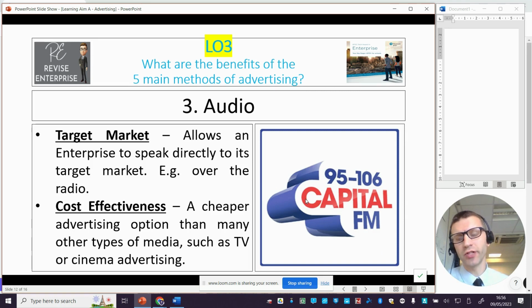2 benefits of audio. First of all, the target market. It allows the enterprise to speak directly to its target market over mediums such as the radio. And number 2, compared to TV advertisement, it's potentially, and this may benefit a smaller business or a micro business, a cheaper advertising option. And in terms of cost effectiveness, it may help the enterprise, particularly if they are trying to grow and they are a new enterprise as well. So target market and cost effectiveness for audio.